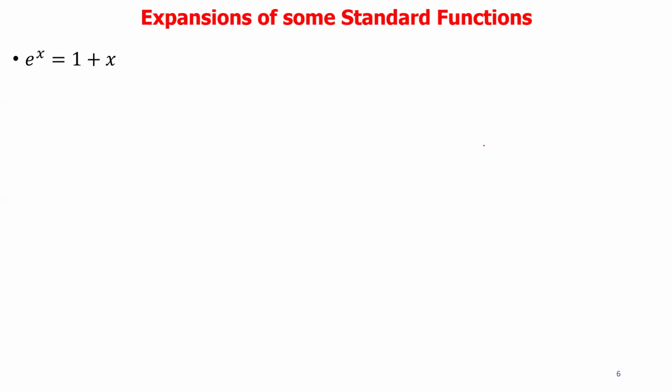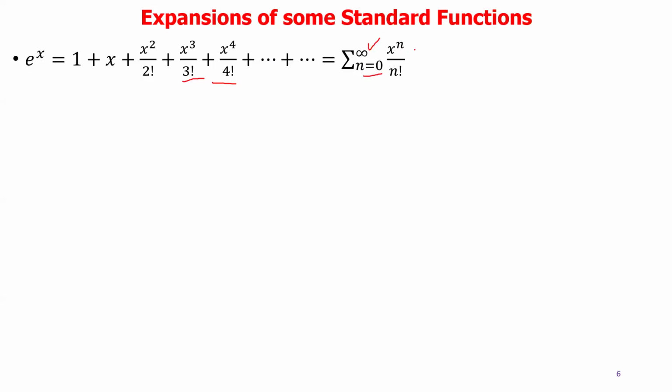First, the exponential function of x, which is equal to 1 plus x plus x square upon 2 factorial plus x cube upon 3 factorial plus x to the power 4 upon 4 factorial and so on. It can be written as summation of n equal to 0 to infinity of x to the power n upon n factorial.